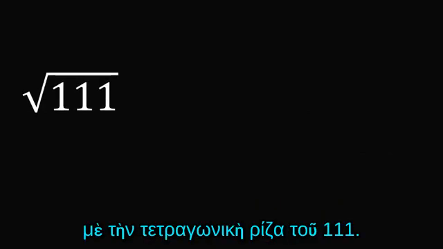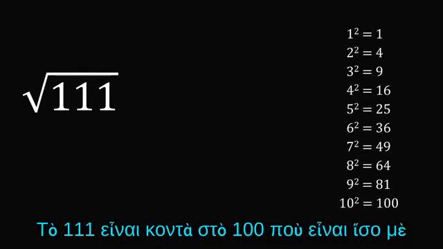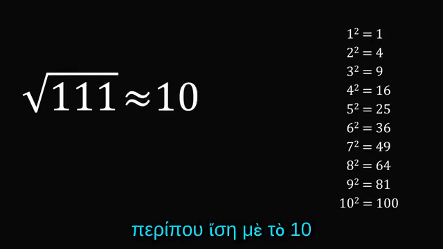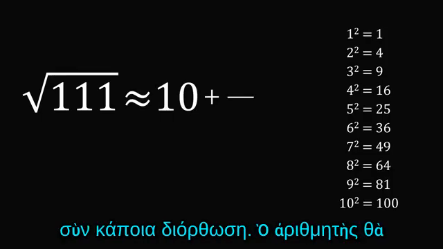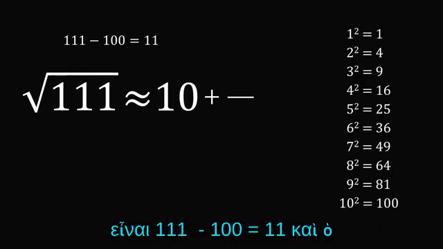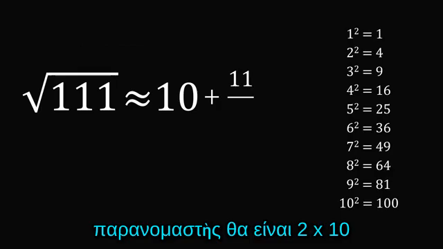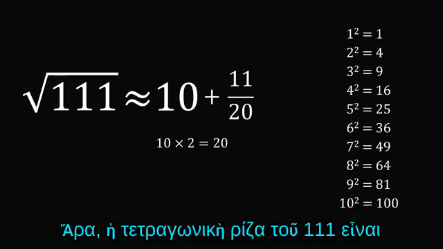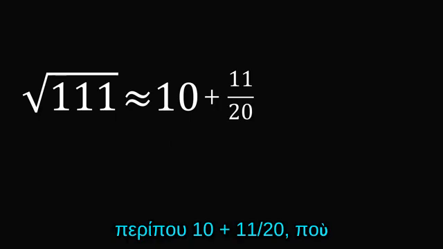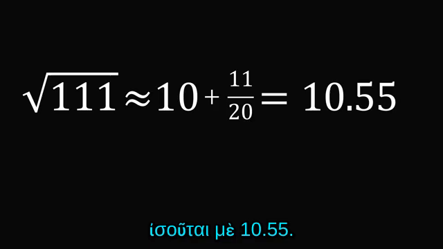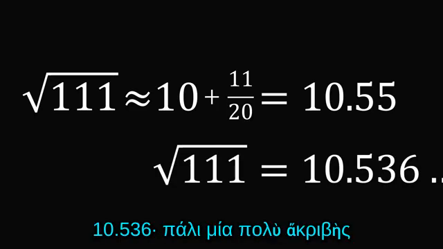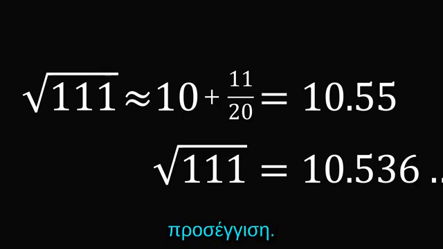Let's do another example of the square root of 111. 111 is closest to 100, which equals 10 squared. So the square root of 111 is approximately equal to 10 plus some adjustment. The numerator will be 111 minus 100, which equals 11, and the denominator will be double 10, which is equal to 20. So the square root of 111 is approximately equal to 10 plus 11 over 20, which equals 10.55. The actual value starts out as 10.536. Again, a very accurate approximation.